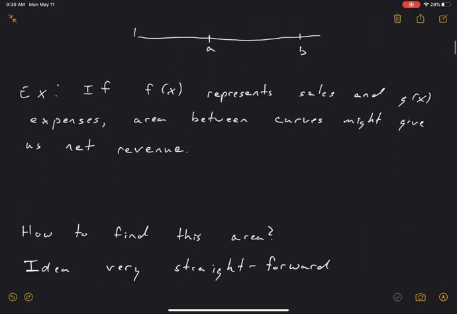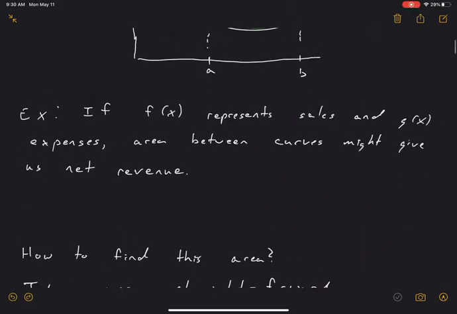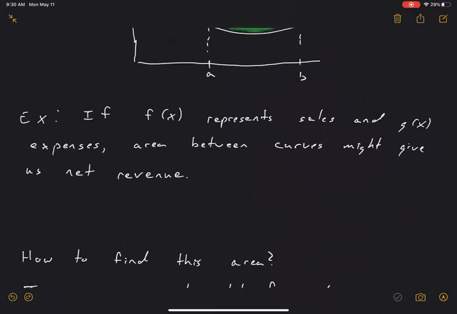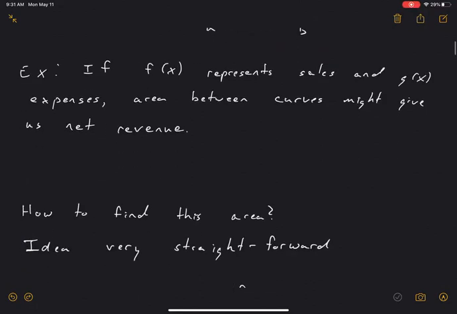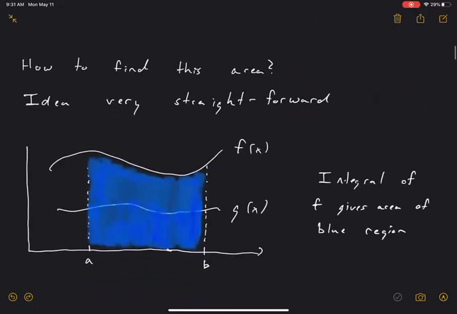Why would we bother doing this? Well, just like with integration, where it has many possible uses, there's many possible uses for this. For example, if f of x represents sales of a company and g of x represents expenses, then the area between the two curves might represent profit or net revenue. So a lot of applications, but how do we actually find the area between these two curves?